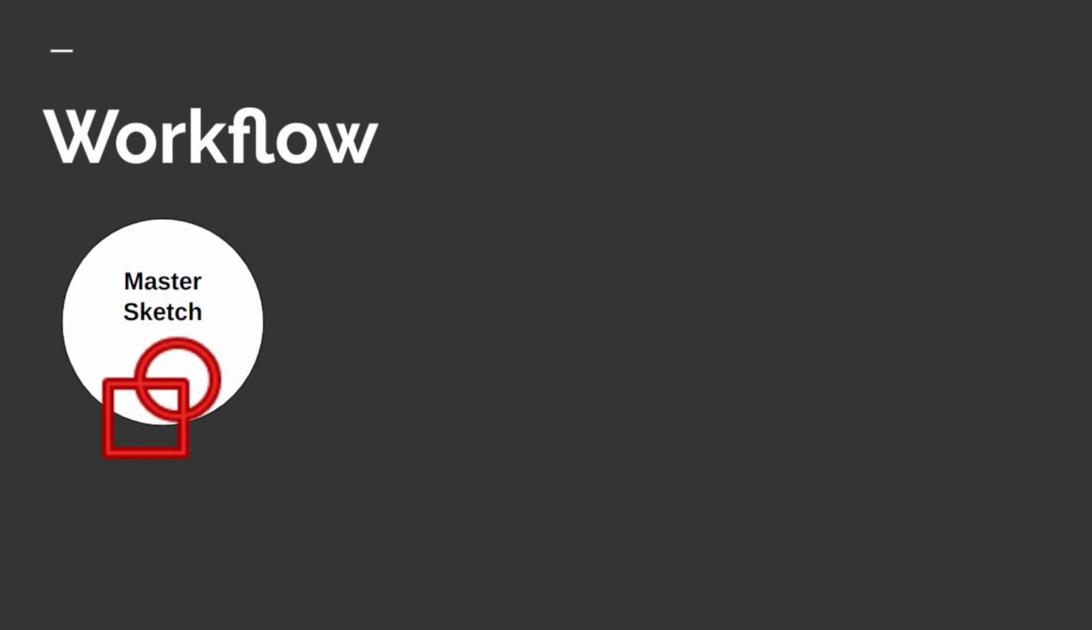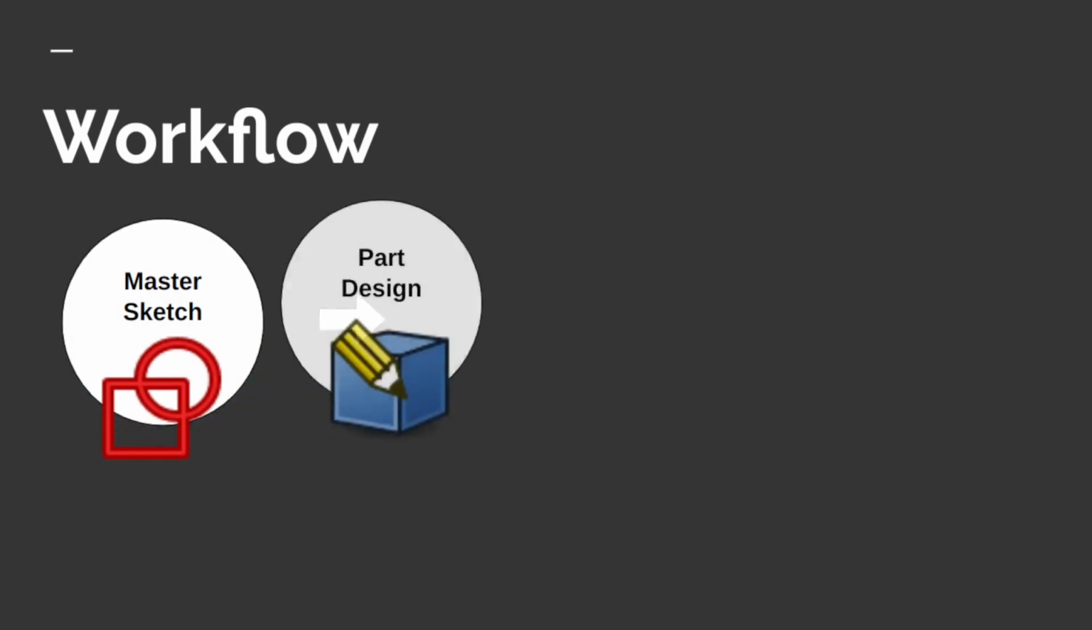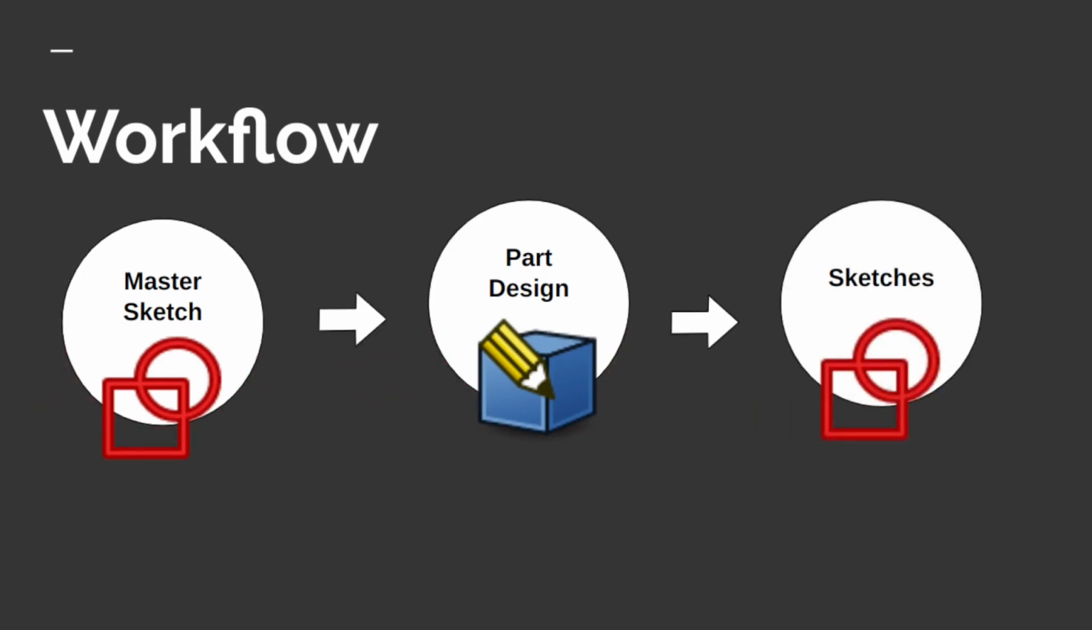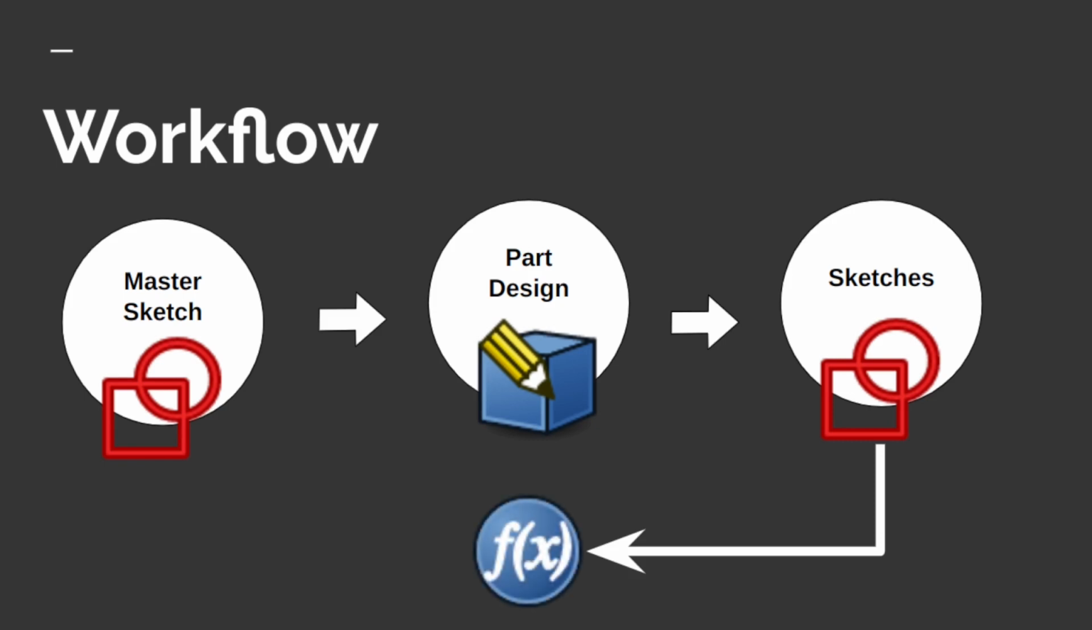We'll create a master sketch which we control in Part Design objects made with sketches and actions. The dimensions of the sketches will be controlled by formulas or expressions, which will be referenced back to the original master sketch. Any changes in the master sketch will reflect down to the underlying geometry and the model itself. So I hope you're enjoying this series, hope you're finding it useful, and let's have a look at this workflow.